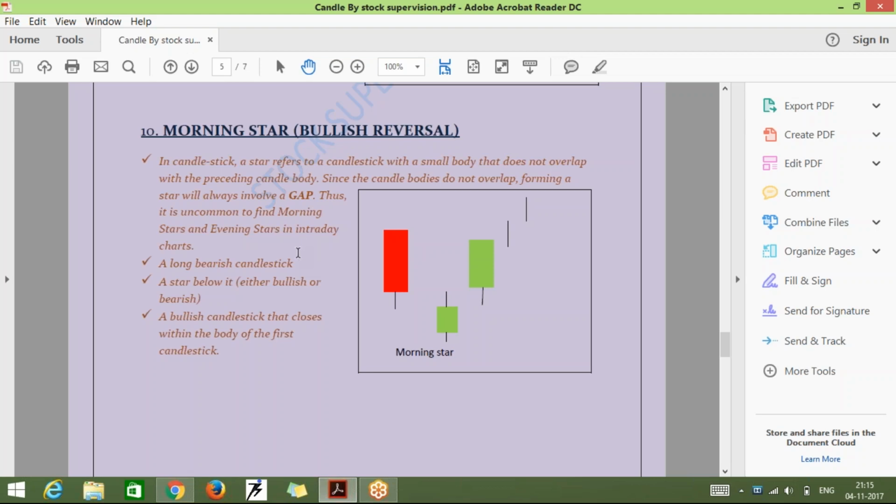You may not find these kinds of chart patterns, because this is almost 3 days' work. Normally the market gaps up and gaps down after a day itself. If at all this has been formed in an intraday chart, you could see that this gap has been filled up.